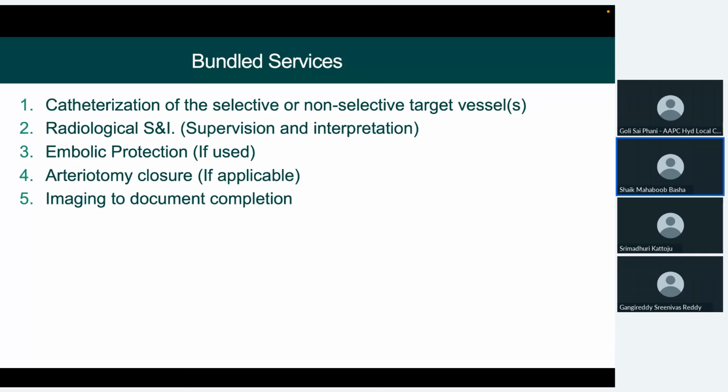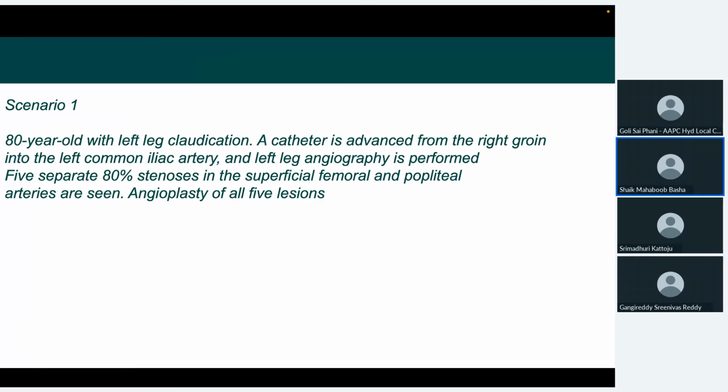So I'll give one scenario based on the guidelines we discussed. An 80-year-old with left leg claudication; he does have claudication.